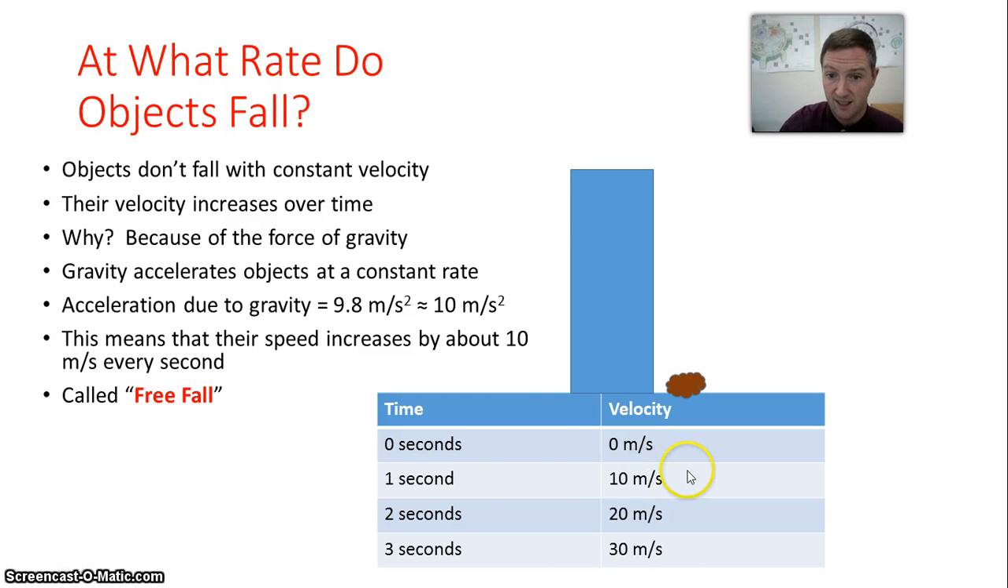So after the first second, if it starts at rest, after 1 second, it's going 10 meters per second. By 2 seconds, it's going even faster. It's accelerating. It's going 20 meters per second. After 3 seconds, it's going 30 meters per second. At 4 seconds, 40 meters per second. At 8 seconds, 80 meters per second. So it gets faster and faster and faster as it falls until, boom, hits something and then it stops. Why? Because its velocity goes back down to 0. Right? This is called free fall. We're going to talk more about this in class and in the labs.